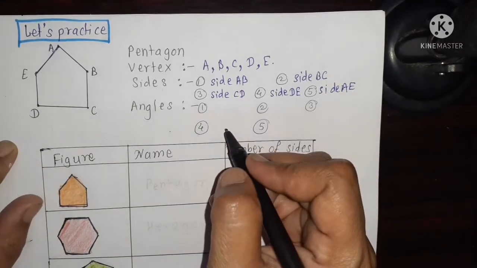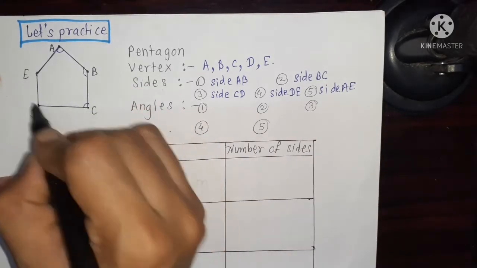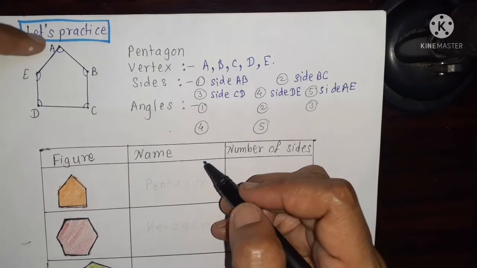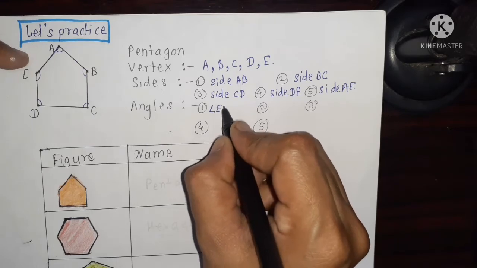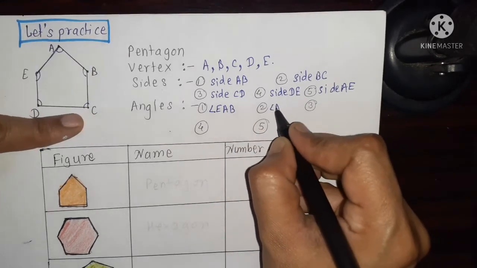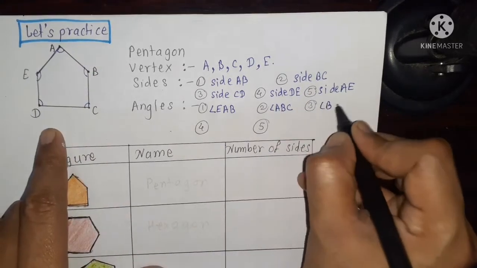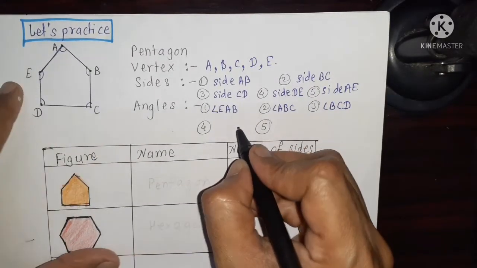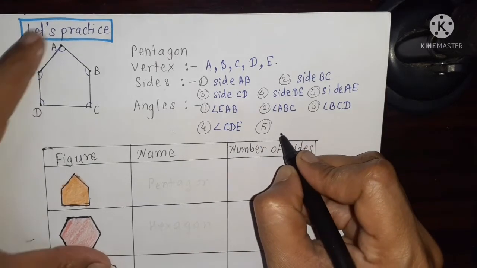Now we can write the names of the angles. Angle A, angle B, angle C, angle D, angle E. We can start from angle A. First, angle EAB. Second, angle ABC. Third, angle BCD. Fourth, angle CDE. Fifth, angle DEA.